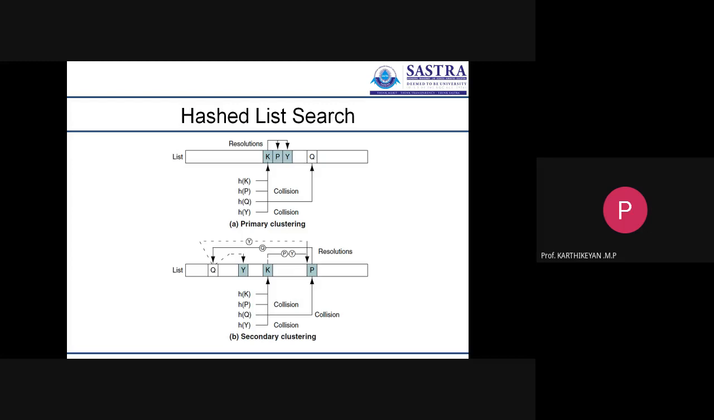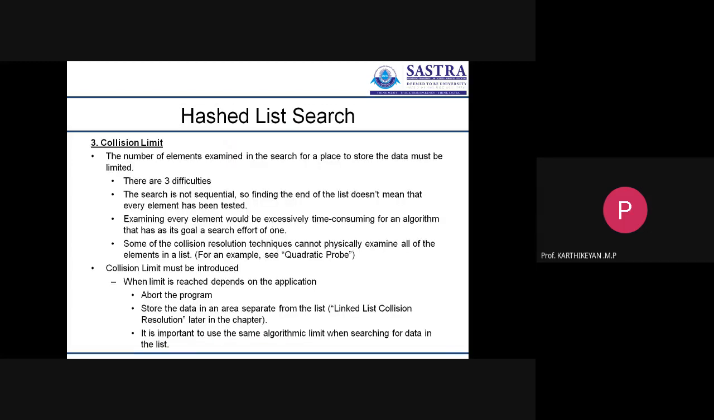If you look at the second picture, here the data is not stored near the home address. It is stored in different places, scattered among the entire list. This is what is called secondary clustering: primary clustering and secondary clustering. And the third one is the collision limit.